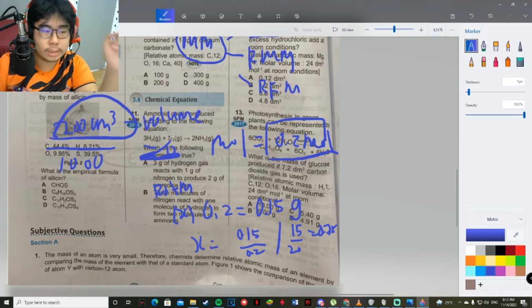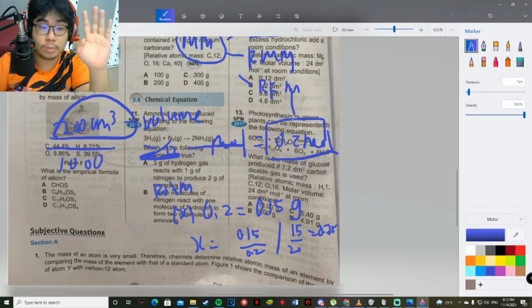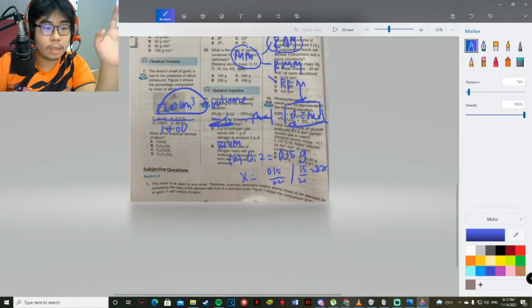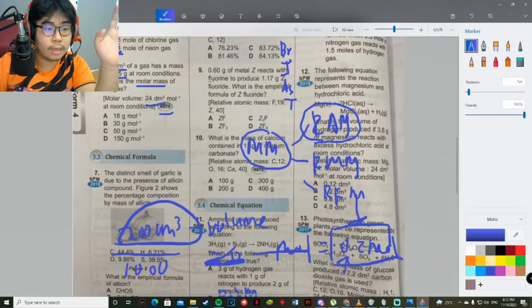Okay, sorry guys, just this mistake. 200 cm³ divided by 1,000, that equals its volume. So 0.2 is not its mole. 0.2 is not its mole. 0.2 is actually its volume only. You need to find the mole, so you need to find it from the molar volume.